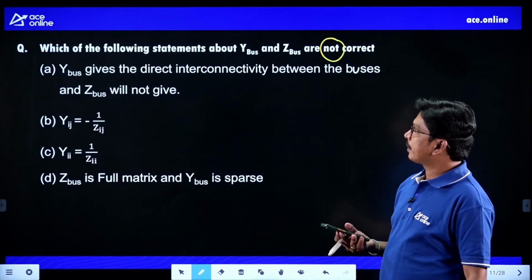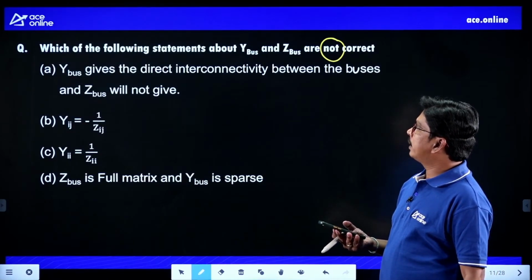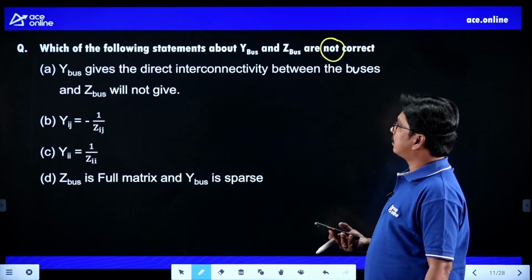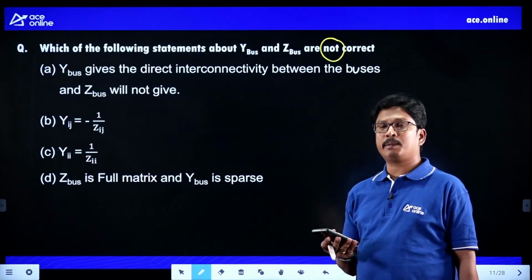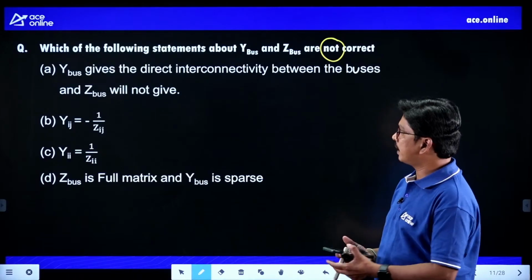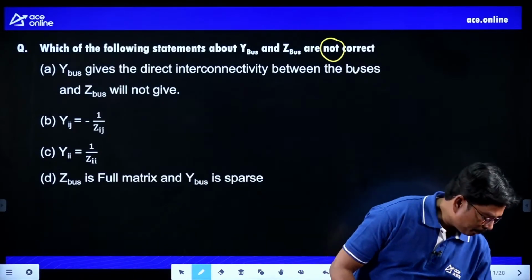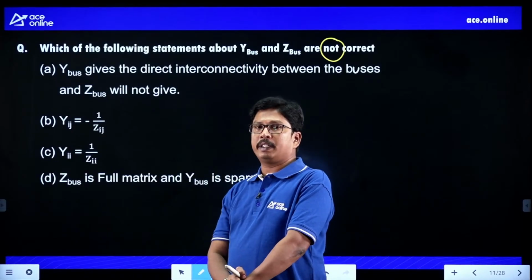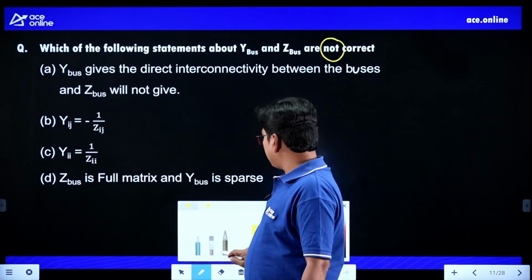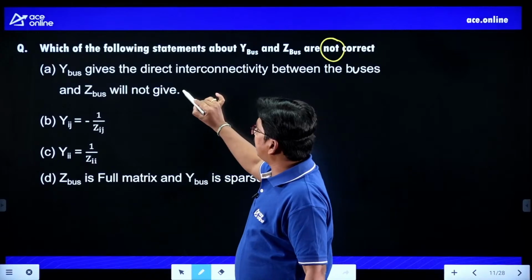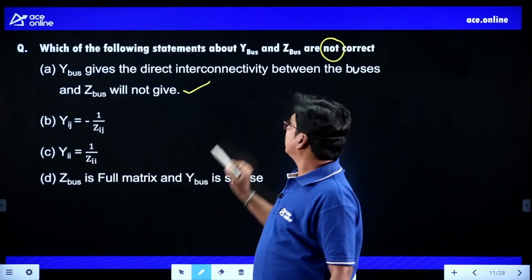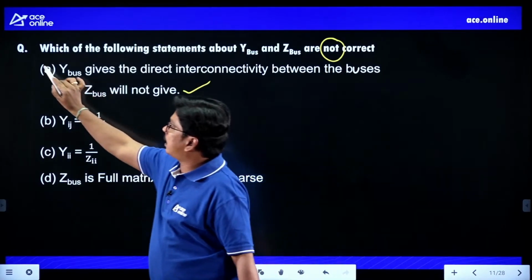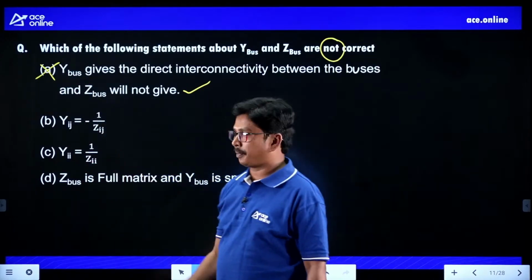Try to check it. Y bus gives the direct interconnectivity between the buses and Z bus will not give. Is the statement correct? Yes, that statement is correct. Since they are asking for the not correct statement, it is not the correct answer for this question.